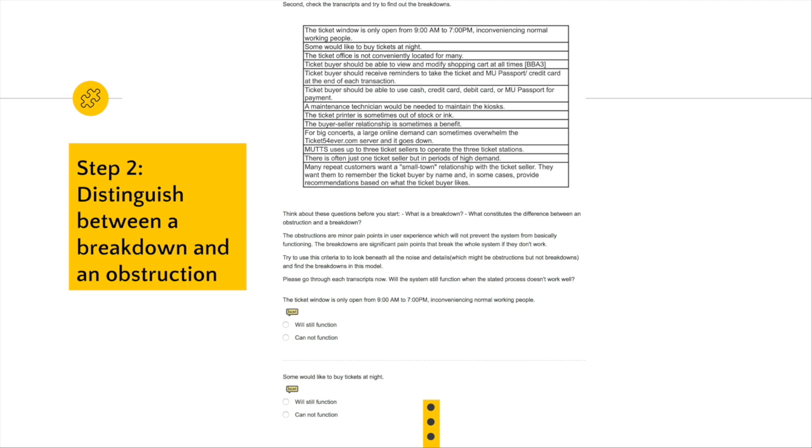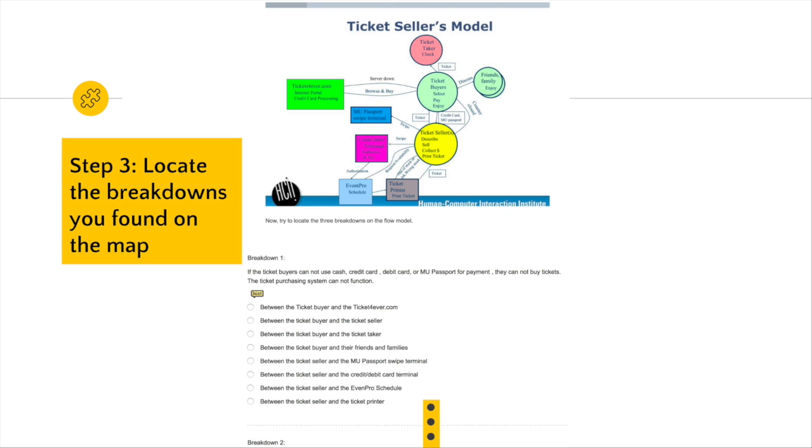And also the second step, to distinguish between a breakdown and an obstruction. We will ask students for each of these transcripts whether the system will still function or cannot function if the statement in this particular transcript doesn't work well. So students can learn how to analyze all of these transcripts one by one and determine whether they're important or not. And we come to the final step, that is to locate the breakdowns you found on the map.